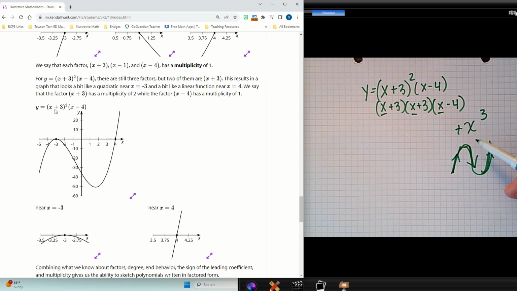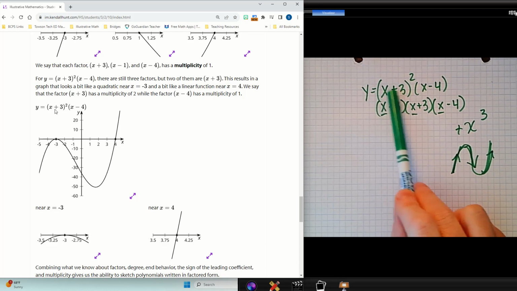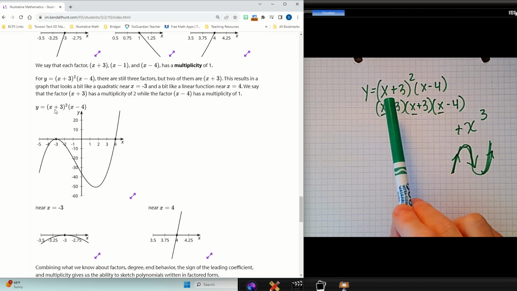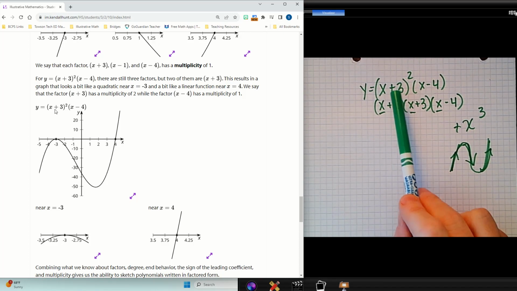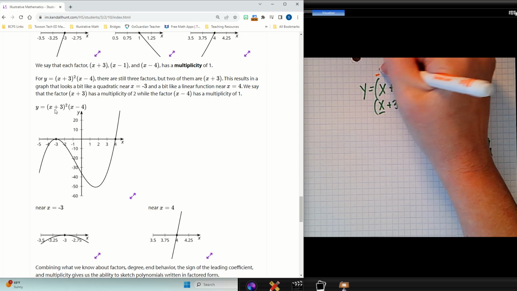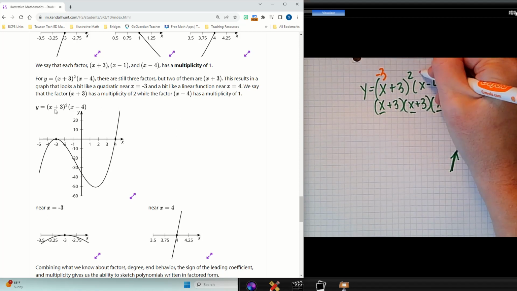Positive 3. Okay. Now, how can I find my zeros? I have to be a little careful with this because this is 3 to the second power. If I plug in 0 or -3, -3 plus positive 3 would be 0. So I'm going to write that down. This is a -3. That would give me my 0. And then my positive 4.